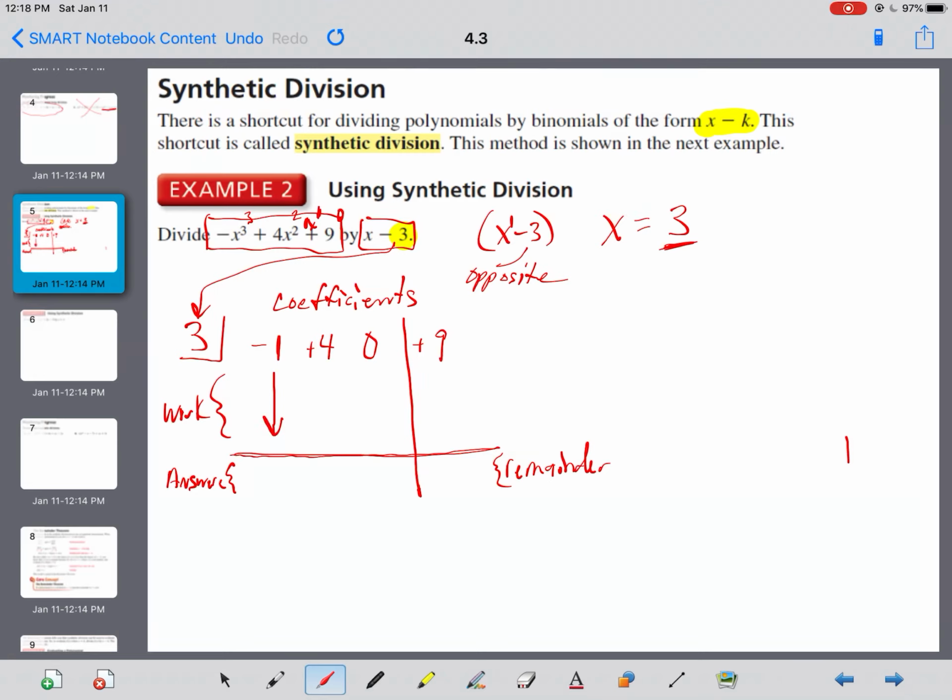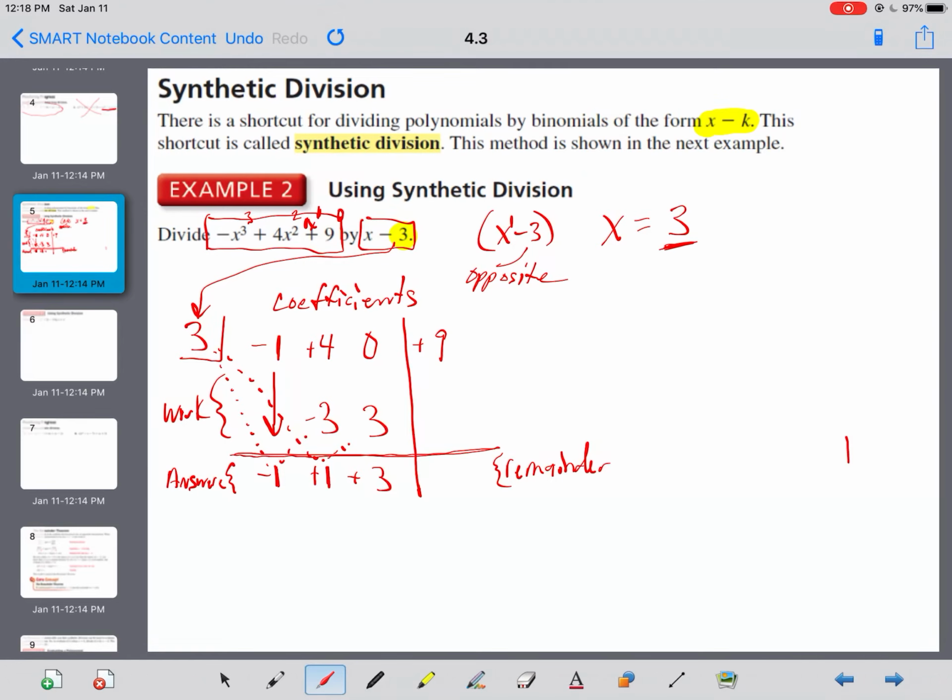So here's how this works. Bring the first number straight down. Then you're going to take this 3 and multiply it by the thing in the answer row and put it in the working zone. So 3 times -1 is -3. And then we're going to add down. So 4 and -3 makes +1. And we're going to take that 3 again and multiply it times that 1, and we're going to put it right underneath the next one.